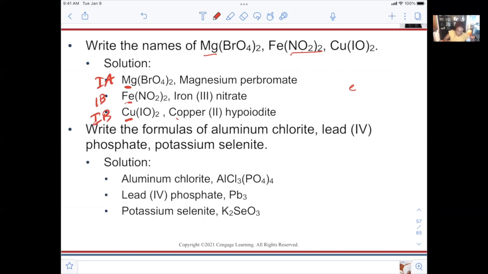And then writing the formula here, aluminum is ionic A. Lead is ionic A, that behaves like ionic B. Potassium is ionic A, okay? So we talked about this yesterday, but since we're here right now, let's get it done.